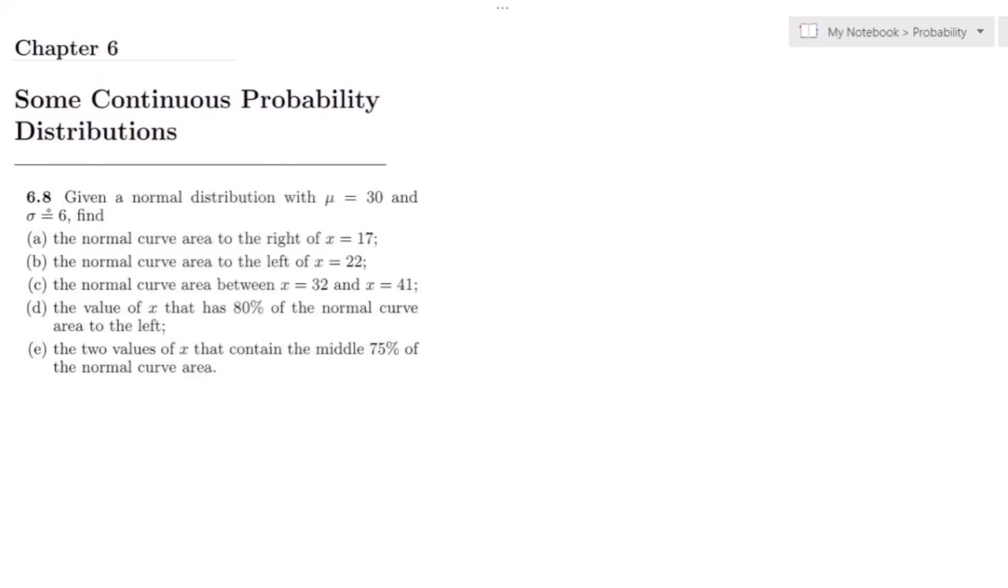Hello guys, this is question 6.8 and the statement of this question is: given a normal distribution with mu equal to 30, which is the mean, and sigma equal to 6, which is the standard deviation. Let me have this distribution here. This is the distribution which we have, and here the mean is 30 while the standard deviation is equal to 6. So on the basis of it, what do we have to find out?